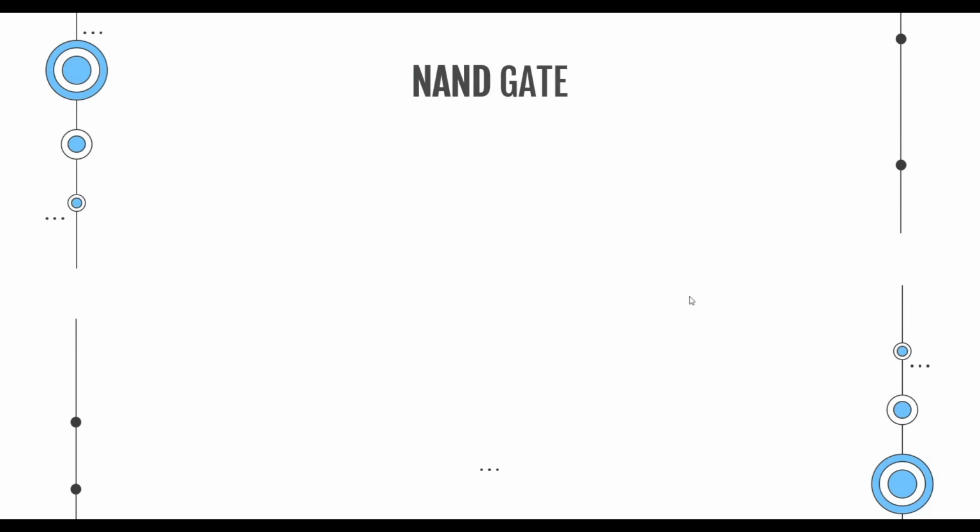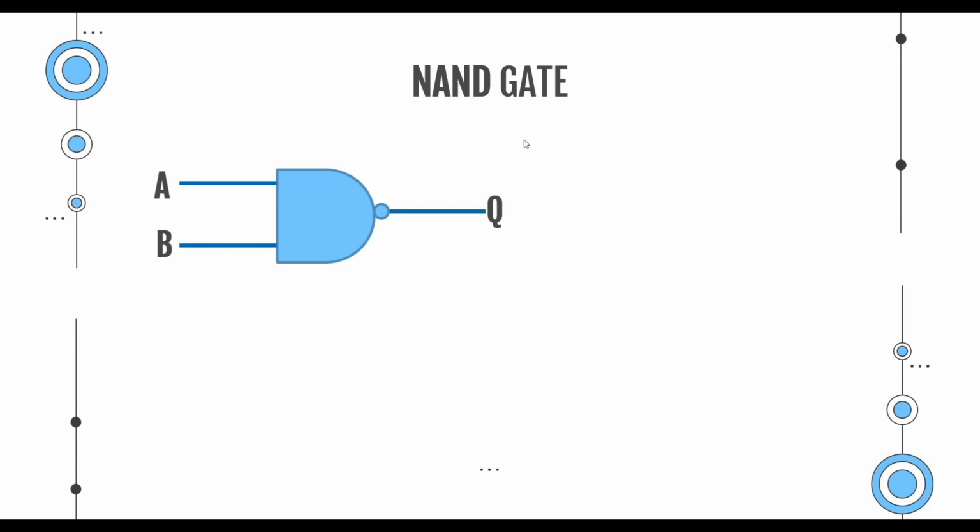Our next logic gate is NAND gate, and this is the symbol that we use to represent NAND gate. This NAND gate has two inputs and they are called A and B, and it has one output.